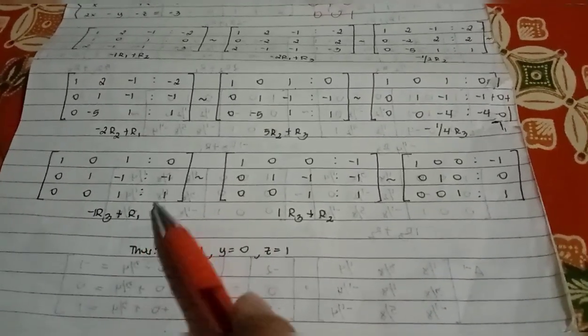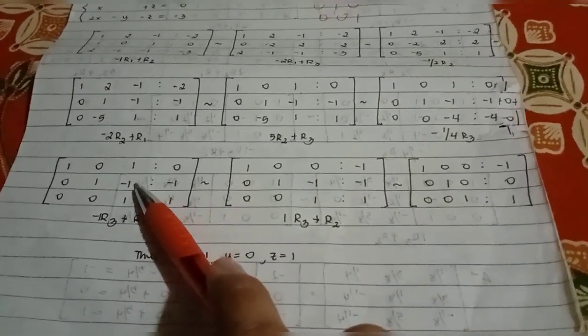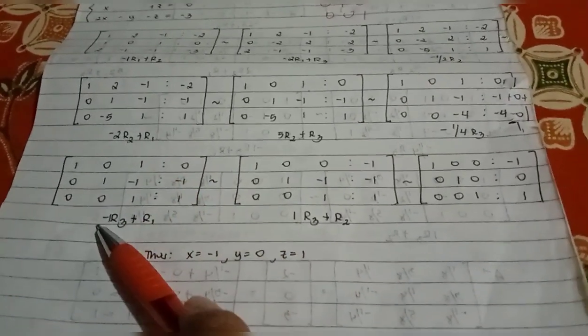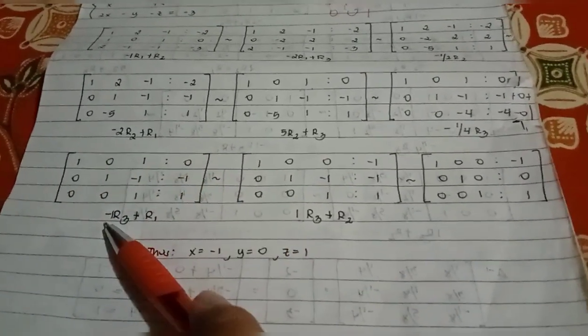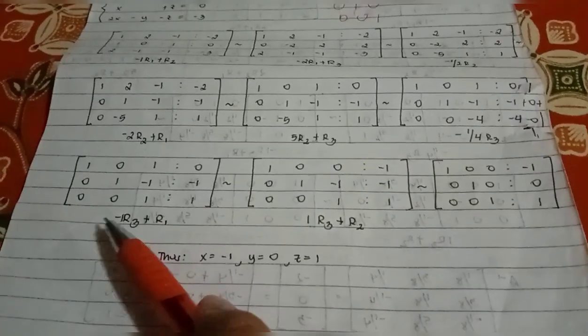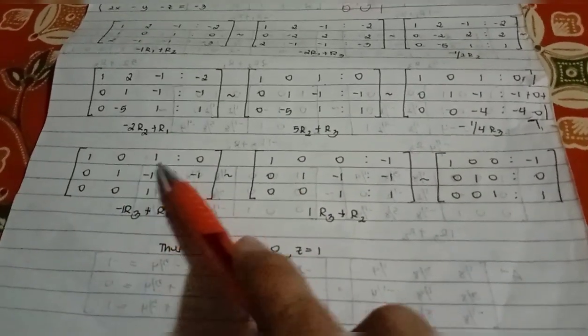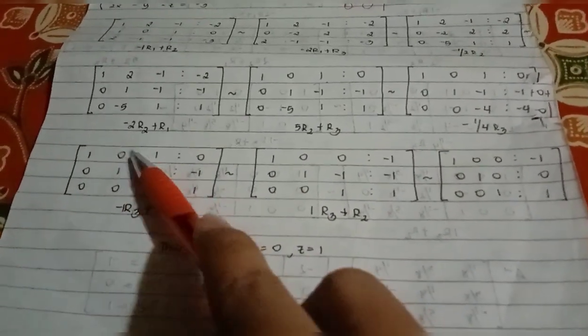The next goal is the first row. To make it 0, we multiply by negative 1. Negative 1 times negative 1 times 0 equals 0 plus 1 equals 1. Negative 1 times 0 plus 0 equals 0.